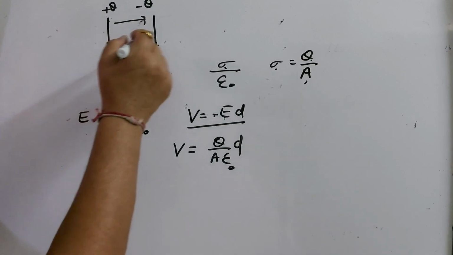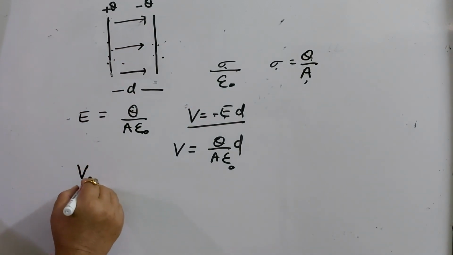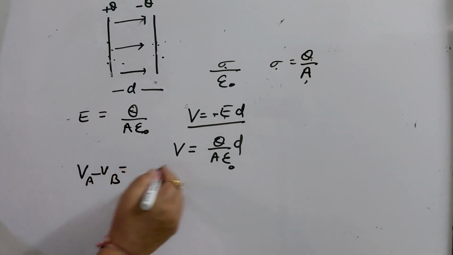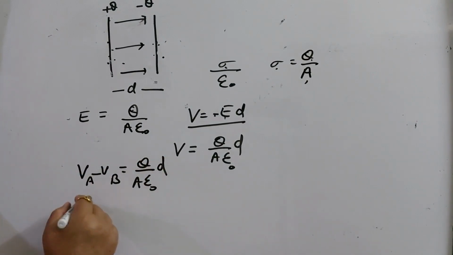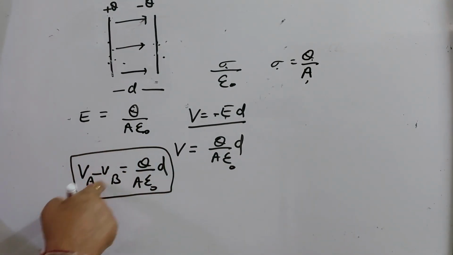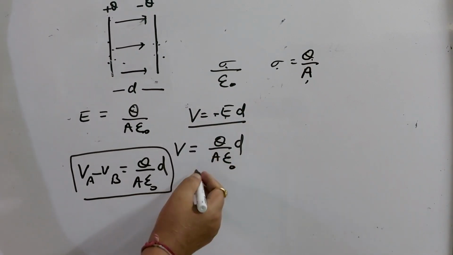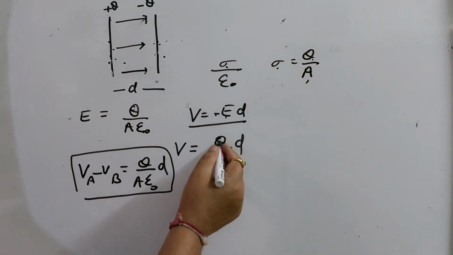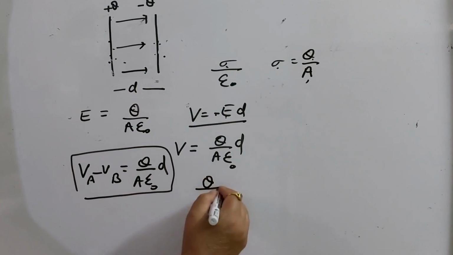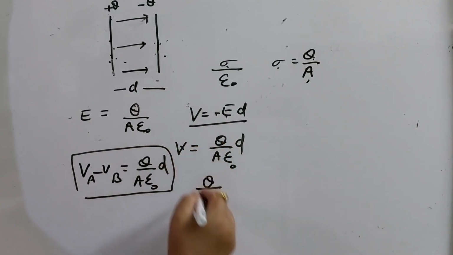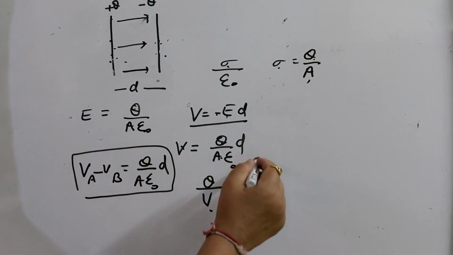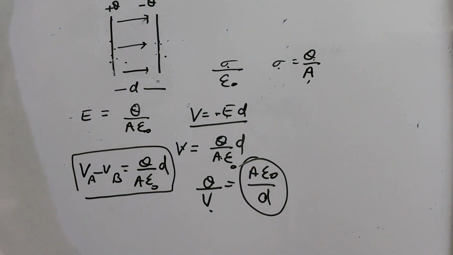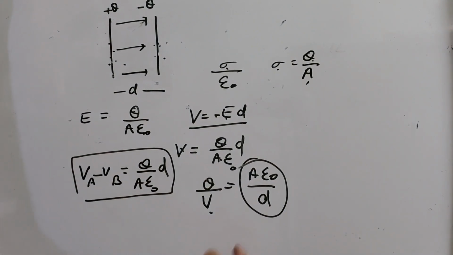This is plate A, this is plate B, so we can say this is VA minus VB, which is the potential difference equal to q by A epsilon naught into D. This is the potential difference, which is represented by V basically. So now, if we want to find the ratio of q and V, q by V will be equal to A epsilon naught by D. So this becomes the capacitance of the parallel plate capacitor.